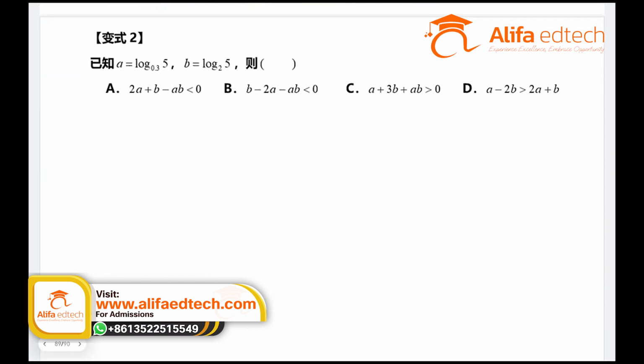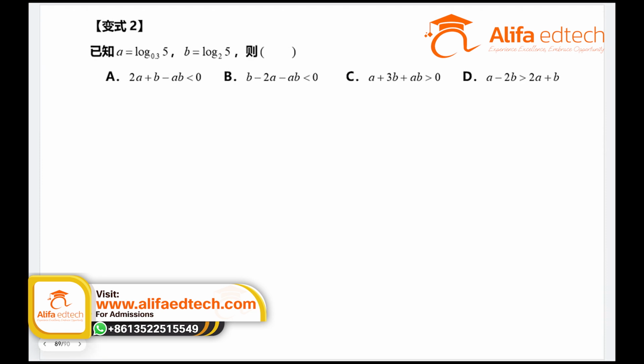Now we're told that a is equal to log base 0.3 of 5, and b is equal to log base 2 of 5. Now, looking at this structure, please observe that the arguments are actually the same. This means we can examine their reciprocals. So that means we can immediately see that 1 over a is equal to log base 5 of 0.3, and 1 over b is equal to log base 5 of 2. Okay, so for options A, B, and C, we can actually express them in terms of 1 over a and 1 over b. First, we must pay close attention to this point.